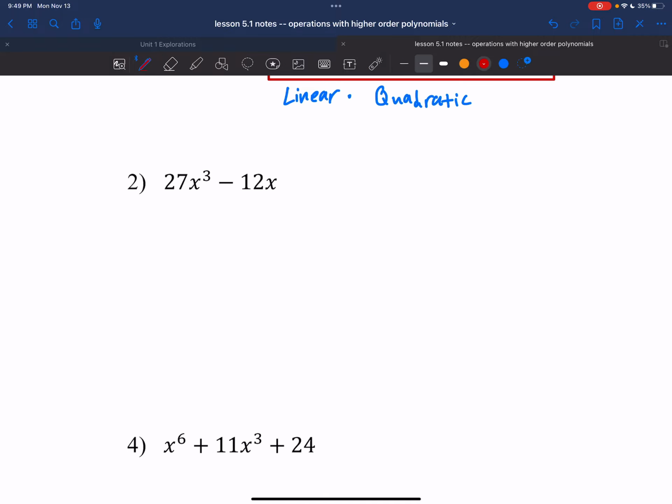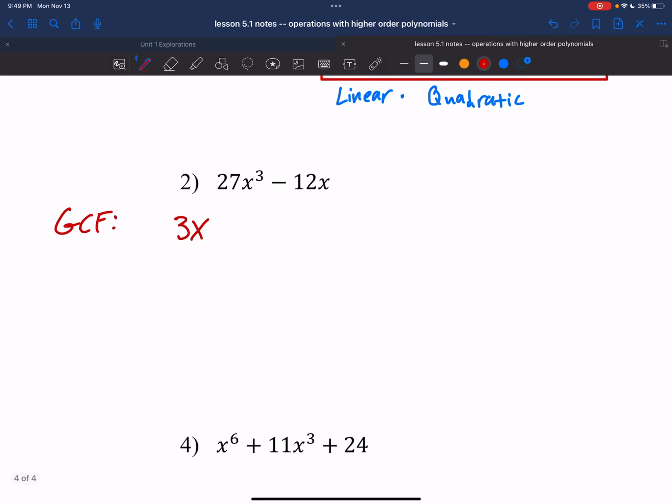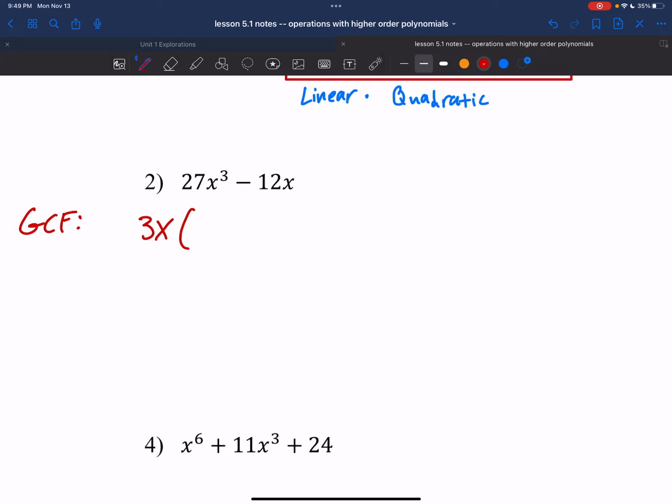So let's do always GCF first. Let's see if there's anything in common. 27 and 12, those could both be divided by 3, and they both have an x in common. So I'm doing GCF again. Always, I'm telling you, always look for GCF. And then 3x times, this would be 9x squared minus, is that a 4? Because 3x times 4. Cool.